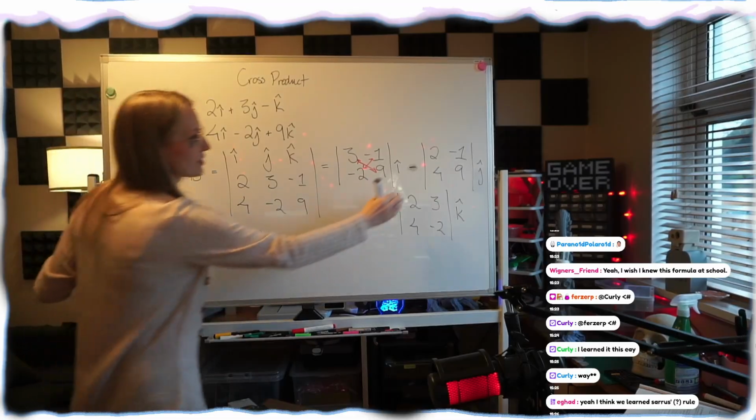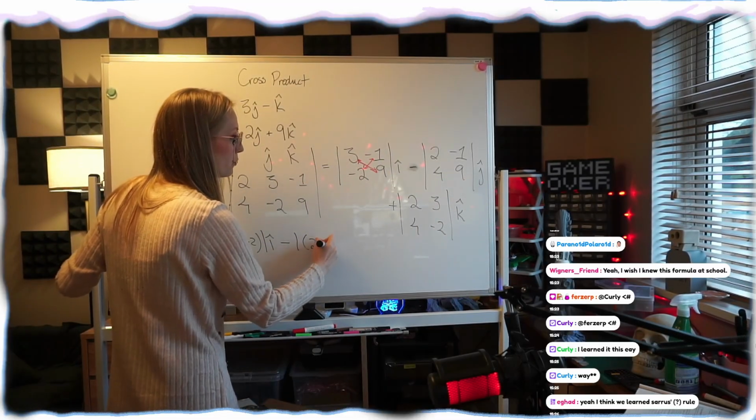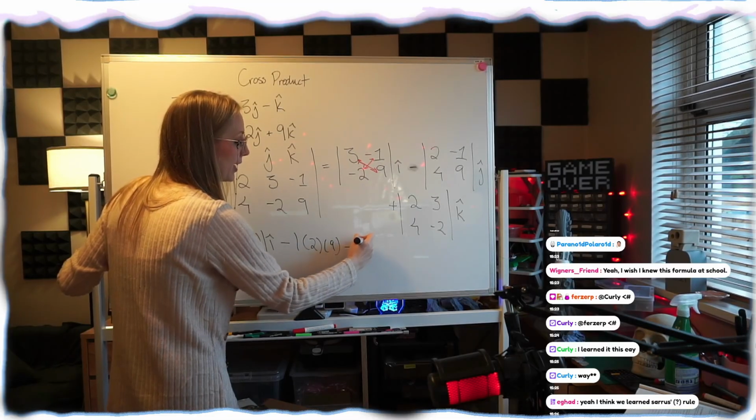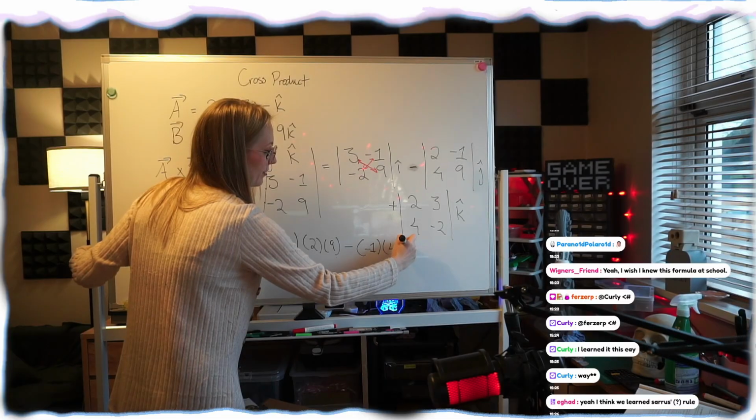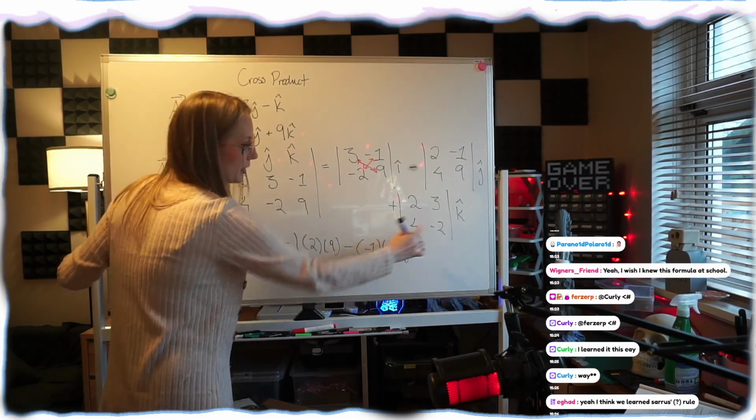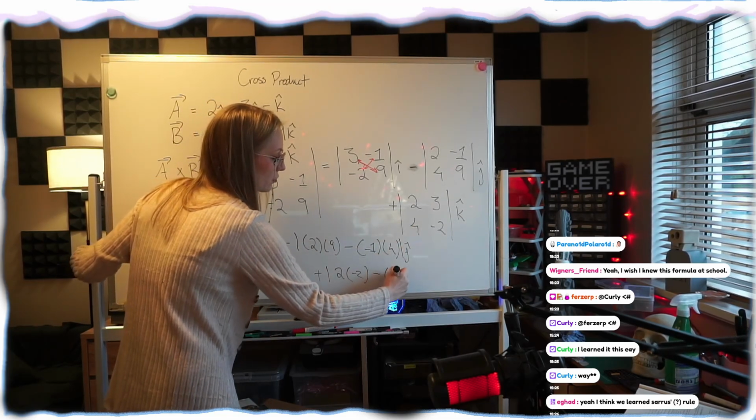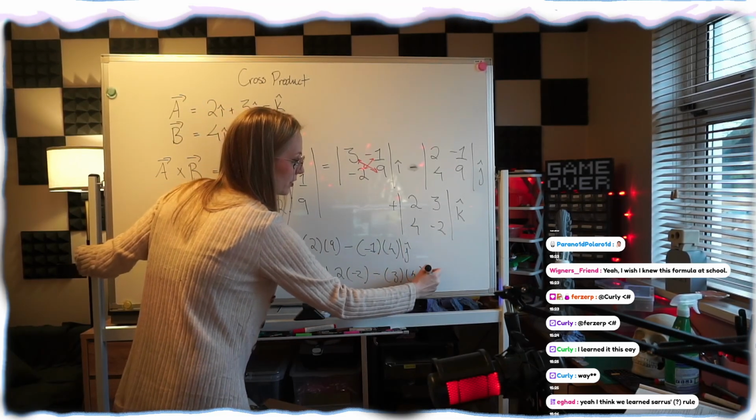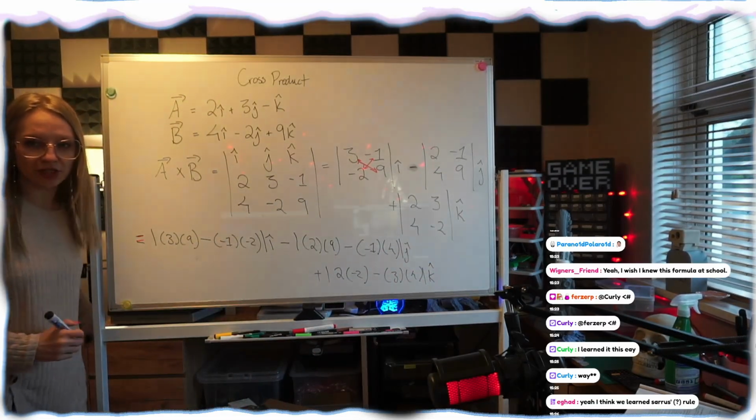Remember the minus sign? There's a minus sign in our case. We're going to cross multiply. That's 2 by 9 minus 1 times 4. And finally, the last plus sign here, that's going to be 2 times minus 2 minus 3 times 4.